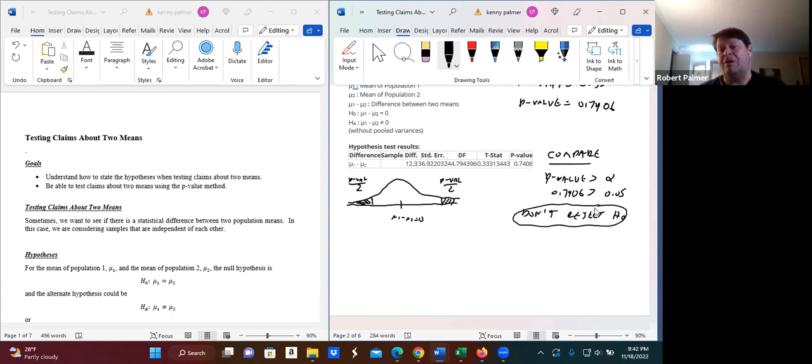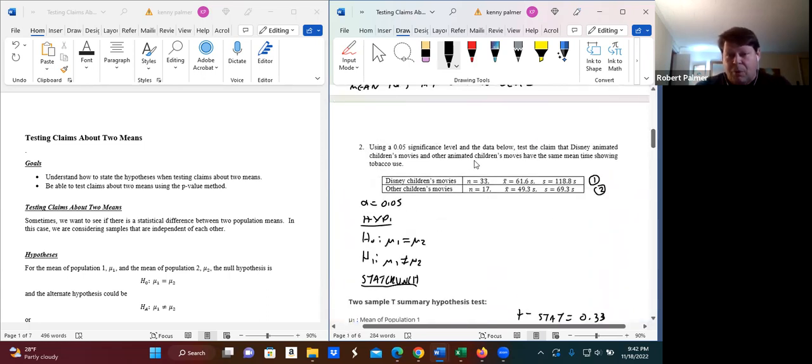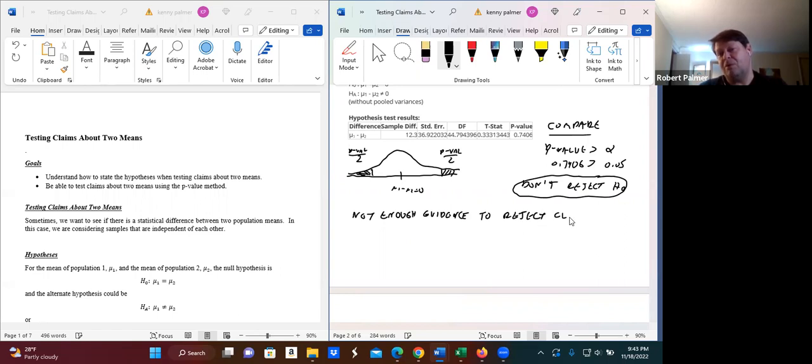Okay, let's go back and look at our claim, and then I want to summarize this in a meaningful way. Once again, the claim was that Disney animated children's movies and other animated children's movies have the same mean time showing tobacco use. So there's not enough evidence to reject that claim. So we'll just say not enough evidence to reject the claim.